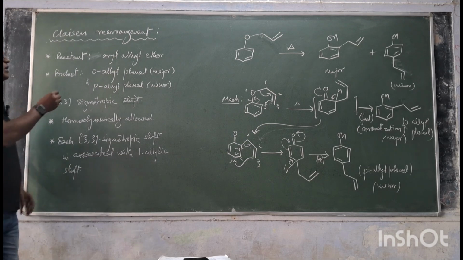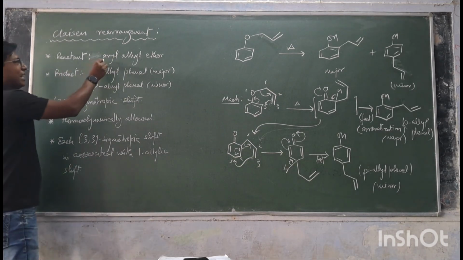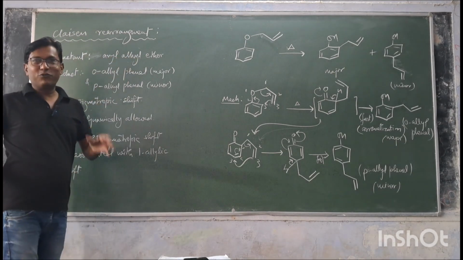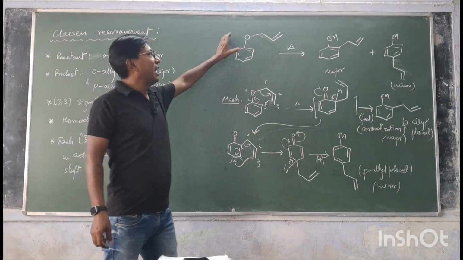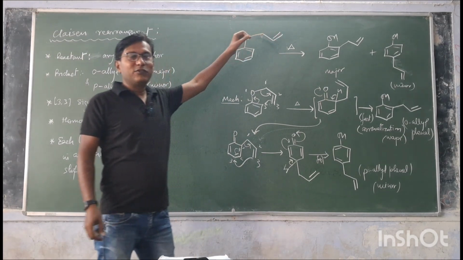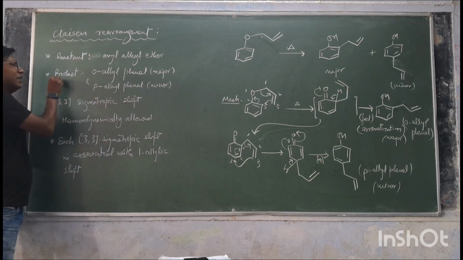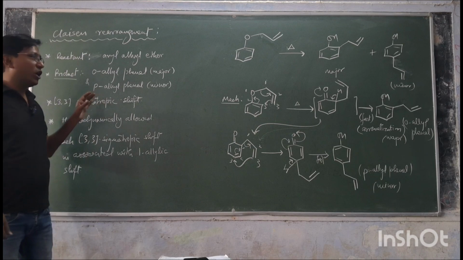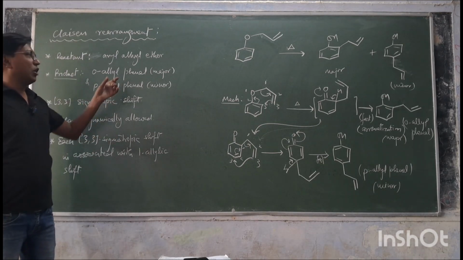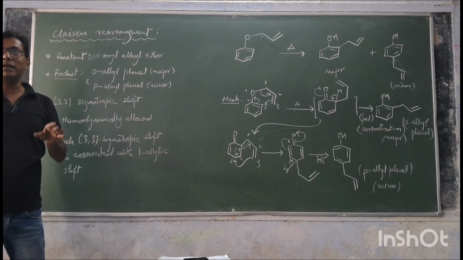But in Claisen rearrangement, the starting material, that is the reactant used, is an aryl allyl ether. When I say aryl allyl ether, that means it must have an aryl part and an allyl part linked with an oxygen atom. Therefore, it is called an aryl allyl ether. Then the product obtained will be an ortho-allyl phenol or a para-allyl phenol. The ortho-allyl phenol will be the major product and the para-allyl phenol will be the minor product.